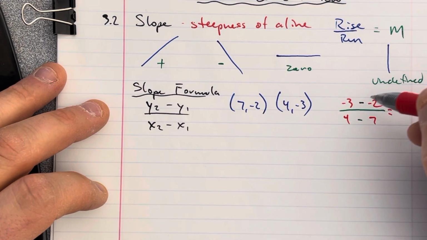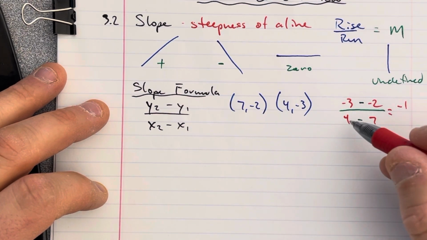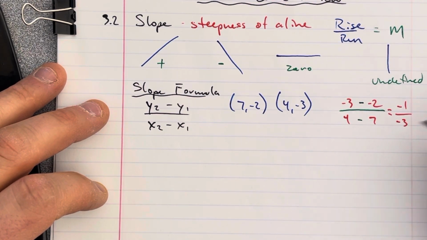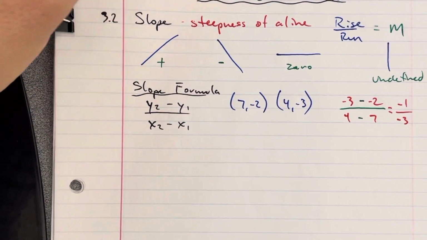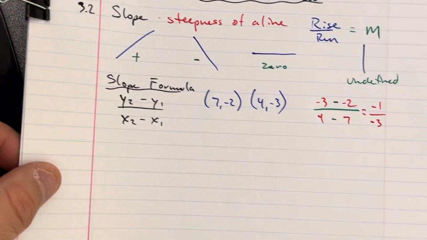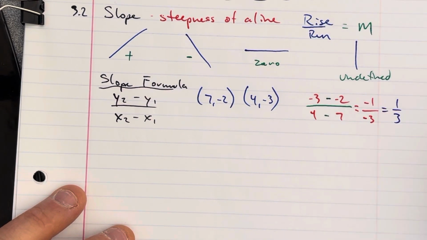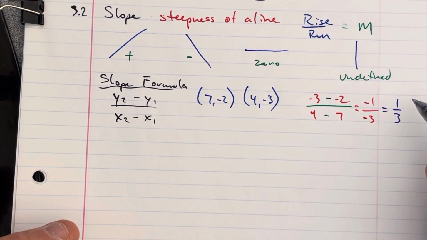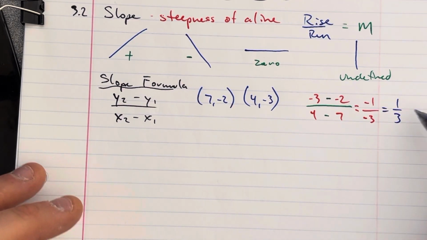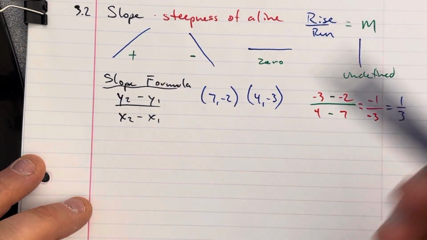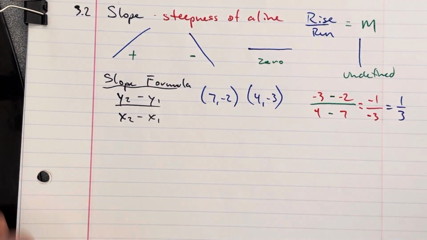-3 minus -2 is just really -3 plus +2. That's going to be -1. 4 minus 7 is -3. We did learn that I'm not allowed to have two negatives, so a negative divided by a negative is a positive. So my slope for this would be 1/3, a rise of 1, a run of 3. Since it's positive, I know that this line would be going up and to the right. And that's pretty much everything that we saw within slope.